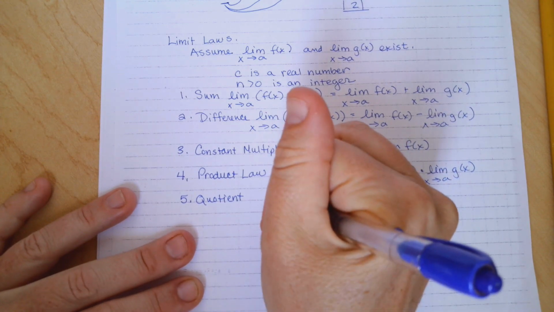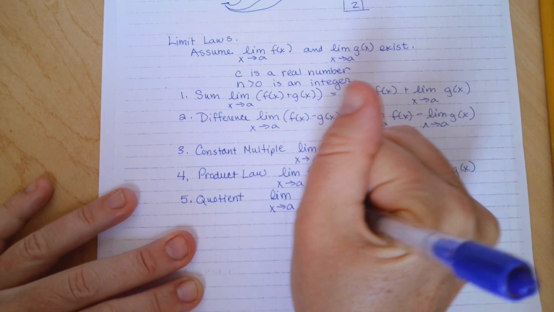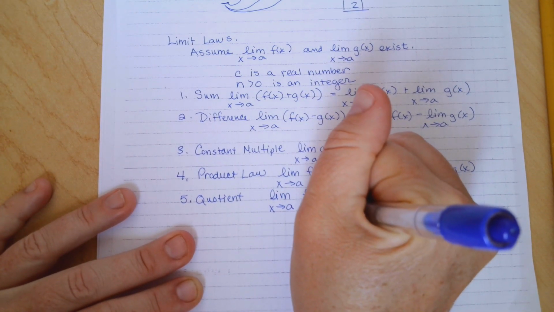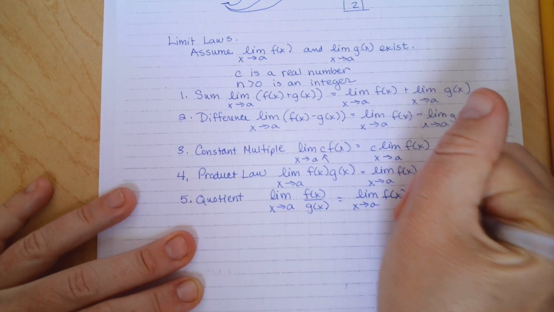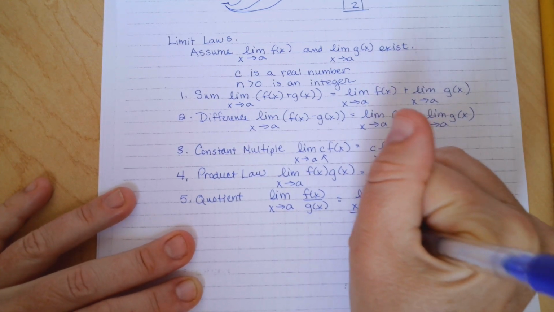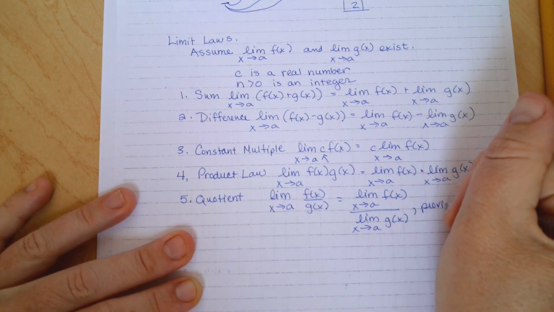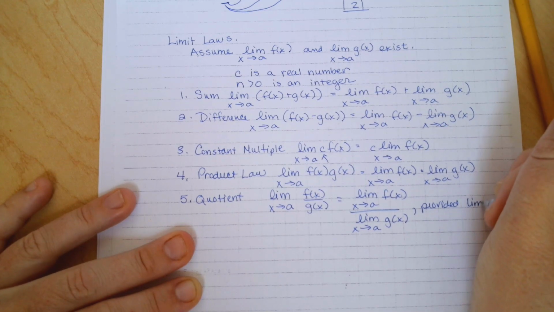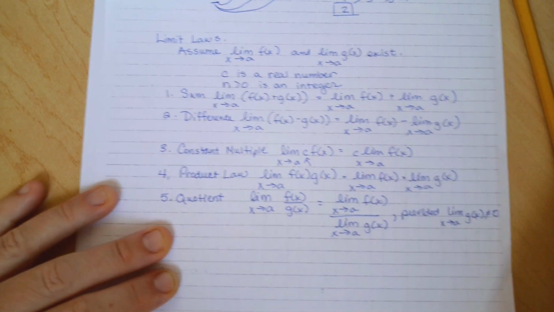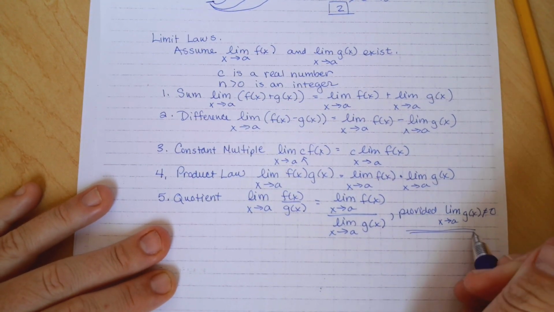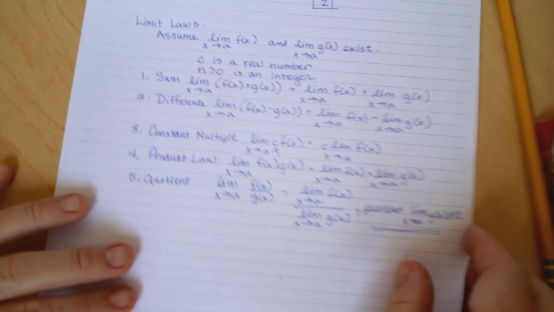So we have the quotient law. So the limit as x goes to a of f of x over g of x. Again, we're just separating these. Again, just putting in that little caveat, everything's fine as long as this doesn't equal 0. Right? And then 2 more.